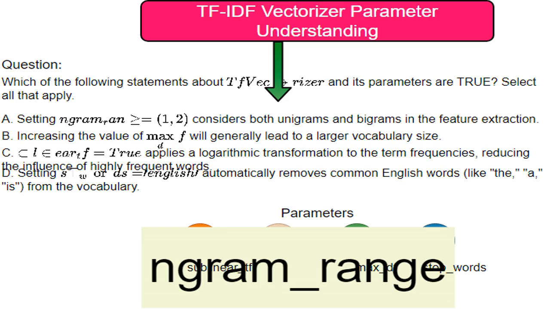This parameter determines the lengths of n-grams considered. For example, ngram_range equals 1, 2 includes both single words, unigrams, and pairs of consecutive words, bigrams. Imagine I have the sentence, the quick brown fox. With ngram_range equals 1, 2, I'd consider the, quick, brown, fox, the quick, quick brown, and brown fox.